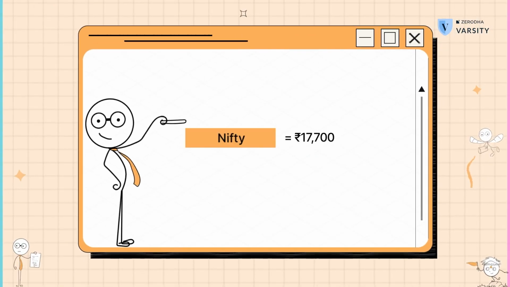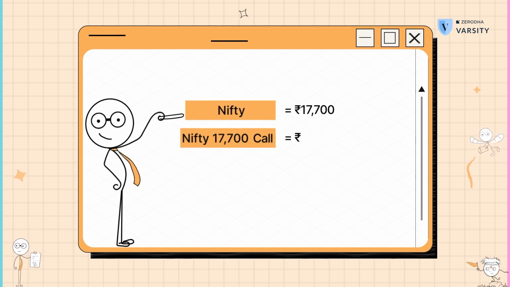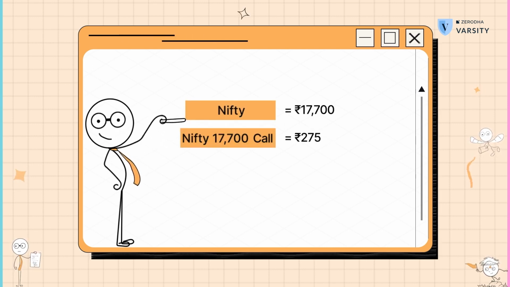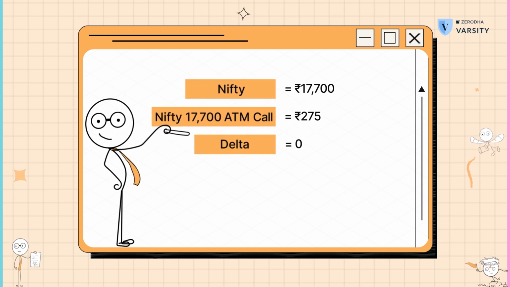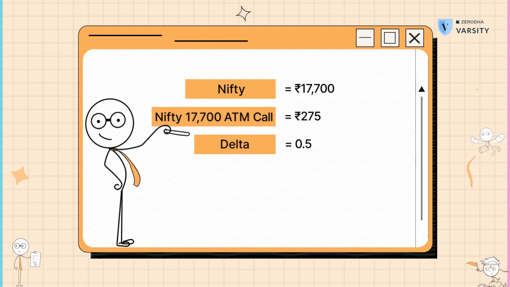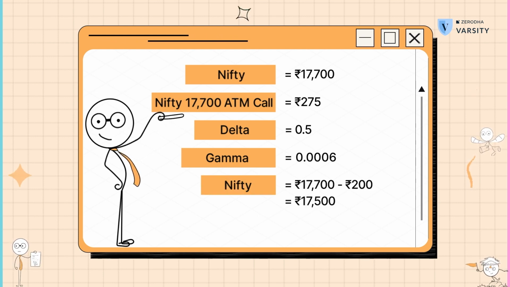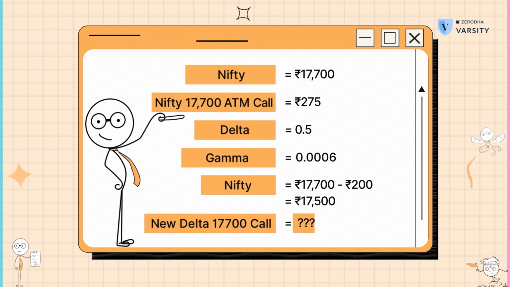Did that sound confusing? Let me take a quick example to explain that for you. Consider this. Nifty is trading at 17,700. There is a call option at 17,700. Clearly, you should identify that this is an at the money call option. So roughly the delta is about 0.5. Further, assume that the premium for this option is 275. The option also has a gamma of 0.0006. Now, if you expect Nifty to fall by 200 points, what do you think is the new delta?